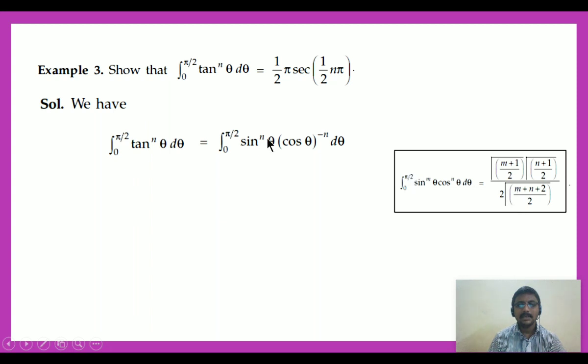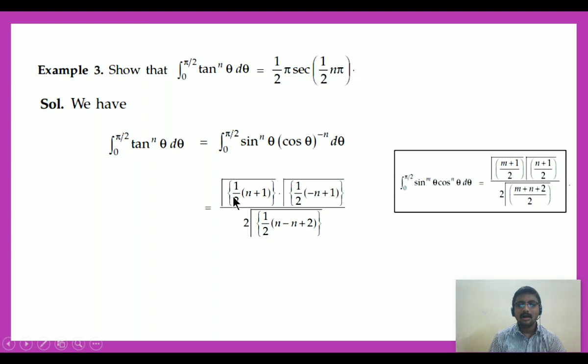So here what is m here? N. And what is n here? Minus n. So replacing these values in this formula, the above integral becomes gamma of half into n plus 1, gamma of half into minus n plus 1 upon 2 into gamma of n minus n plus 2 by 2. So clearly here n gets cancelled, 2 by 2 is 1, but gamma 1 value is 1. So gamma of n plus 1 by 2 into gamma of 1 minus of n plus 1 by 2 whole upon 2 into gamma of 1.